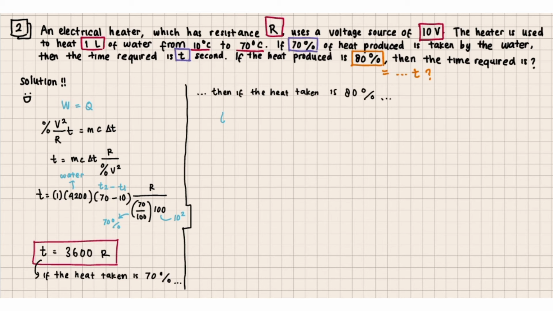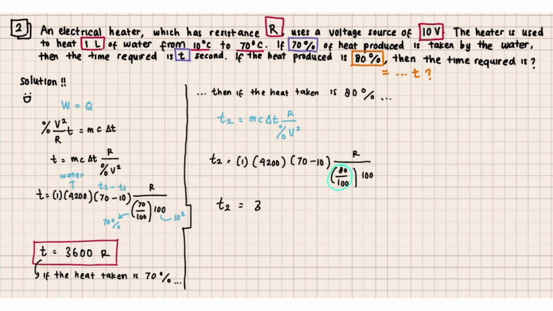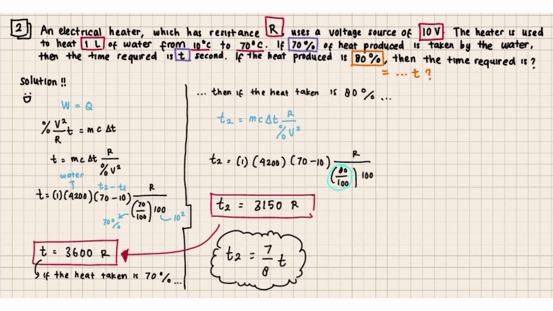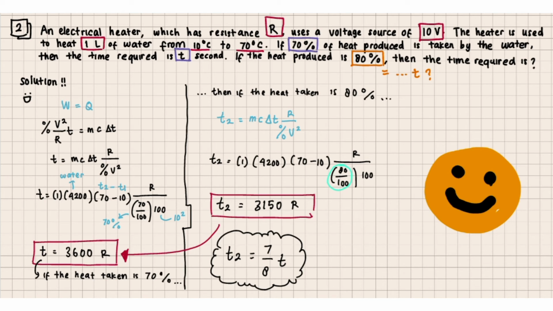Now if the heat taken is 80%. The formula is still the same, but we change the number into 80%. T2 equals to 1 times 4,200 times 70 minus 10 equals to R per 80 per 100 times 100. T2 equals to 3150 R. So, the time required is 7 per 80. Done!